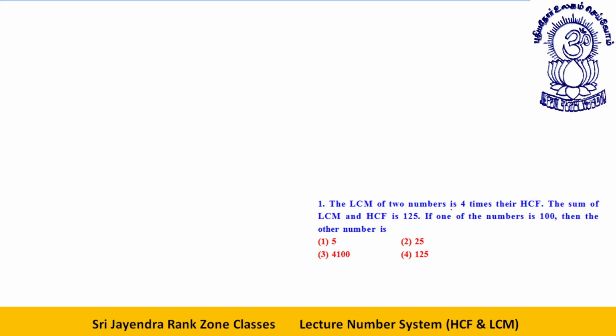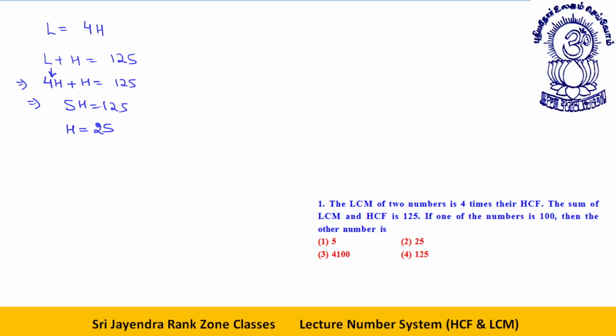The LCM of two numbers is 4 times their HCF. Given L is equal to 4H. The sum of LCM and HCF is 125. Now this is easy. L plus H is equal to 125. What is given? L is 4H. In place of this L, I write 4H plus H is equal to 125. This implies 5H is equal to 125. The HCF comes out to be 25.